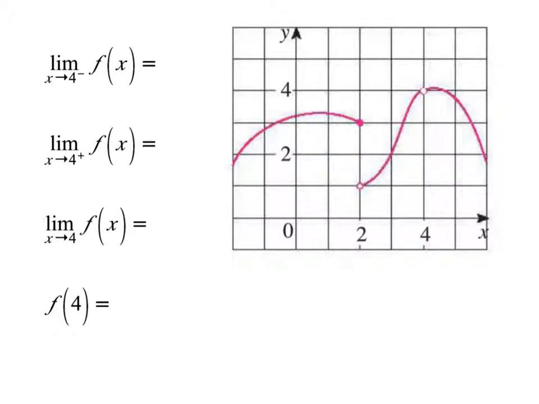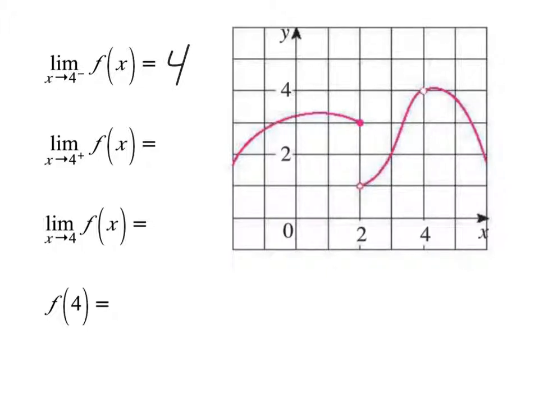Same graph, but this time we're going to look for some of those values at 4. All right, now for this one. For our first problem, as x is approaching 4 from the negative direction, that's from the left-hand side, I look at my graph, and I'm kind of following the graph along as I approach 4. What y value am I approaching? 4. Okay, so there we go.